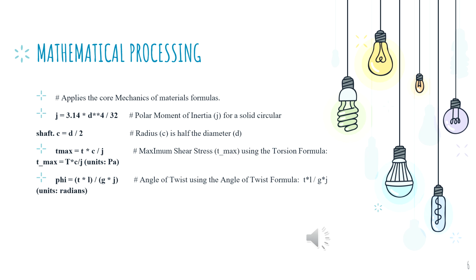To find the maximum shear stress Tmax, using the torsion formula, Tmax equals T, which is the torque, times c, which is the radius, divided by J, which is the polar moment of inertia. To find the angle of twist, using the angle of twist formula, it is equal to T, which is the torque, times length L, divided by G, the shear modulus, times J, which is the polar moment of inertia.